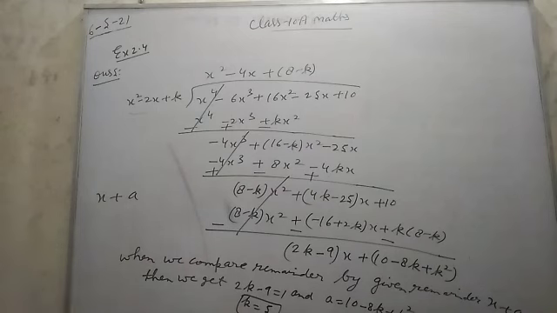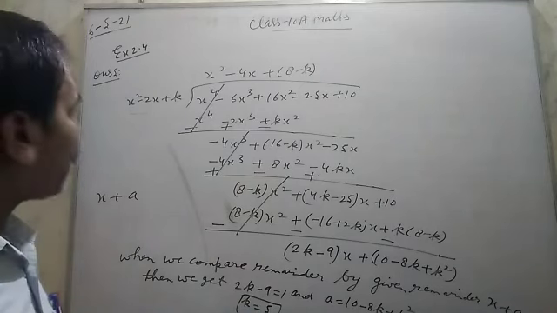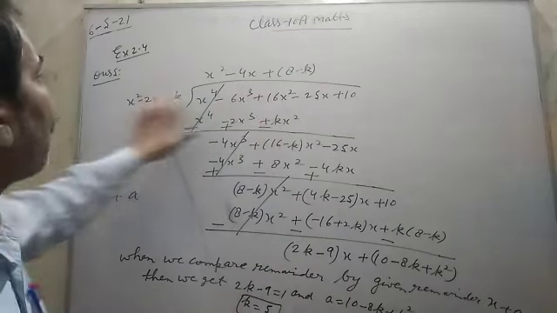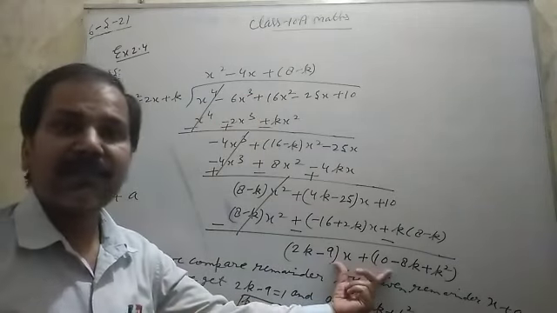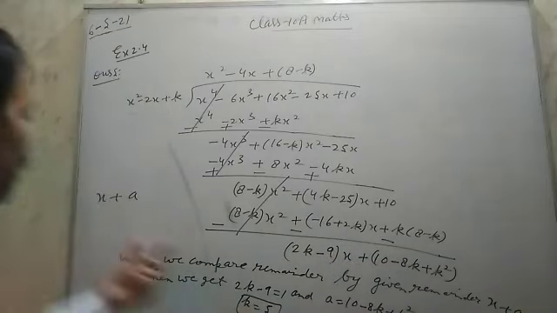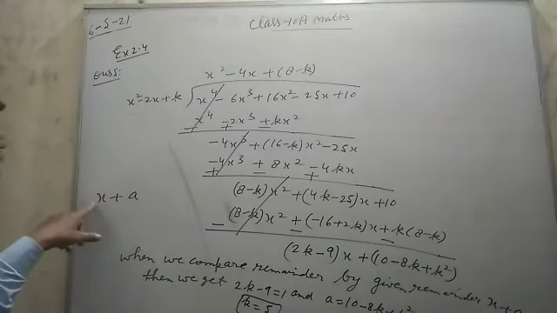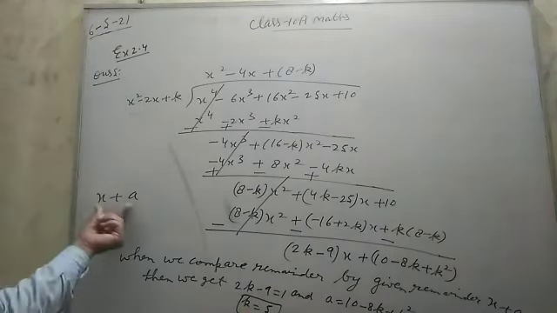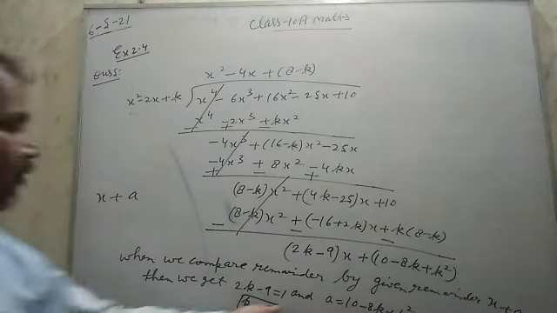This was the last question of this exercise and this chapter also. The questions were simple, they only need practice. In the next video I will start the next chapter. Once again, you see this divided by this. First you find the remainder, and this remainder you compare with the given remainder, meaning the coefficient of x is 1.